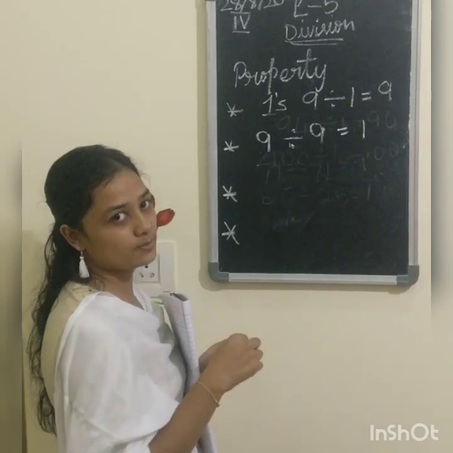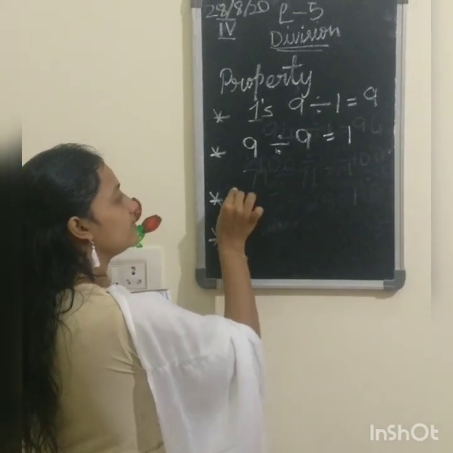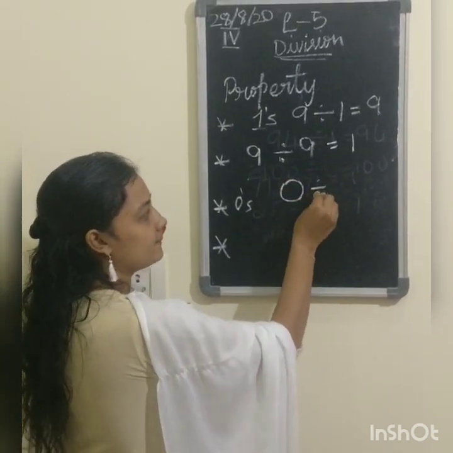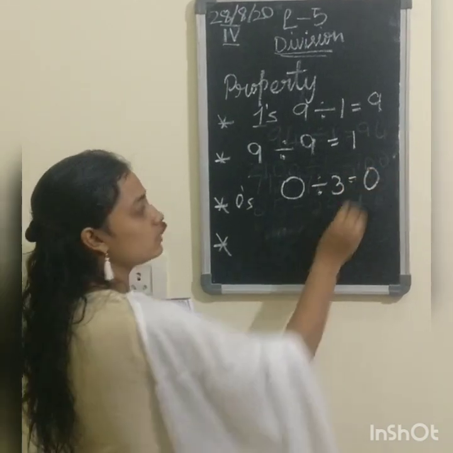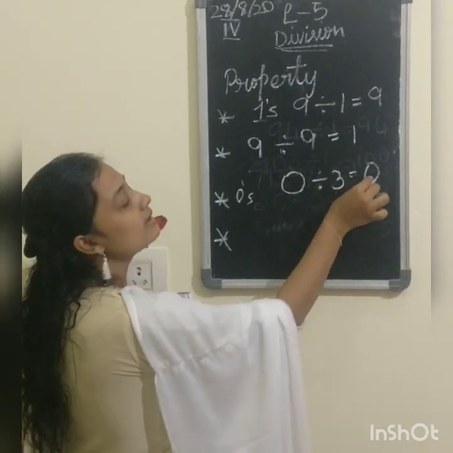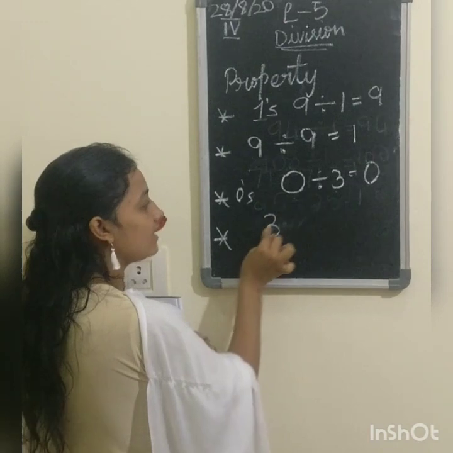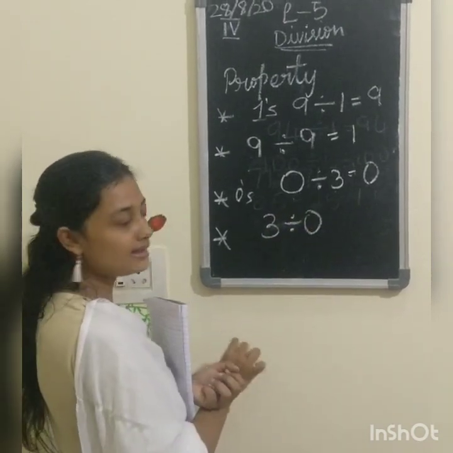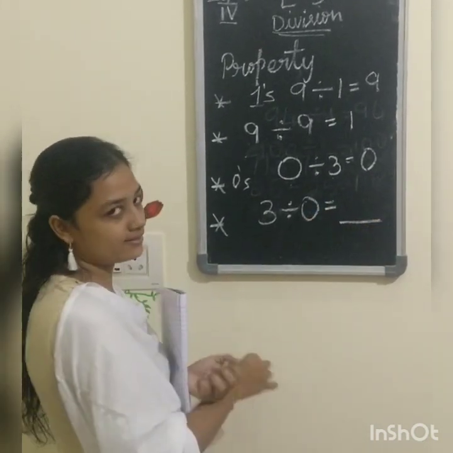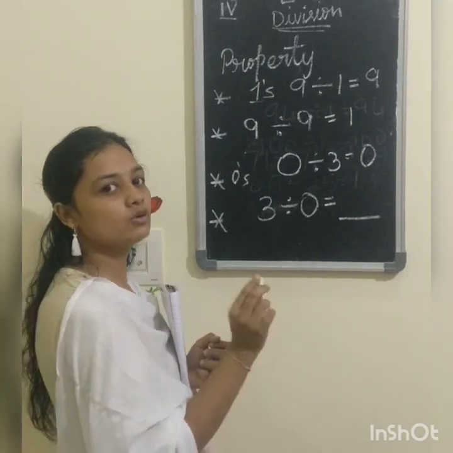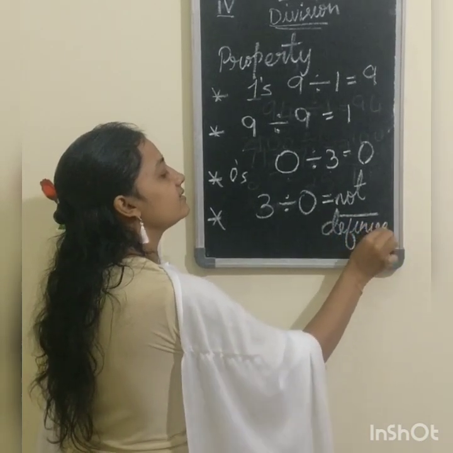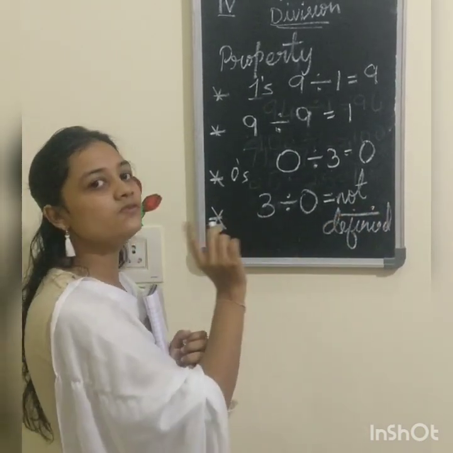Now let us go for the third property, that is the 0 property. In the 0 property, if we divide 0 by any number, we get the answer 0. Okay? 0 in the dividend divided by any number gets 0. What if I have 0 in my divisor? That is any number divided by 0. You cannot get the answer. We cannot get the answer. So we say not defined. So these are the 4 properties.